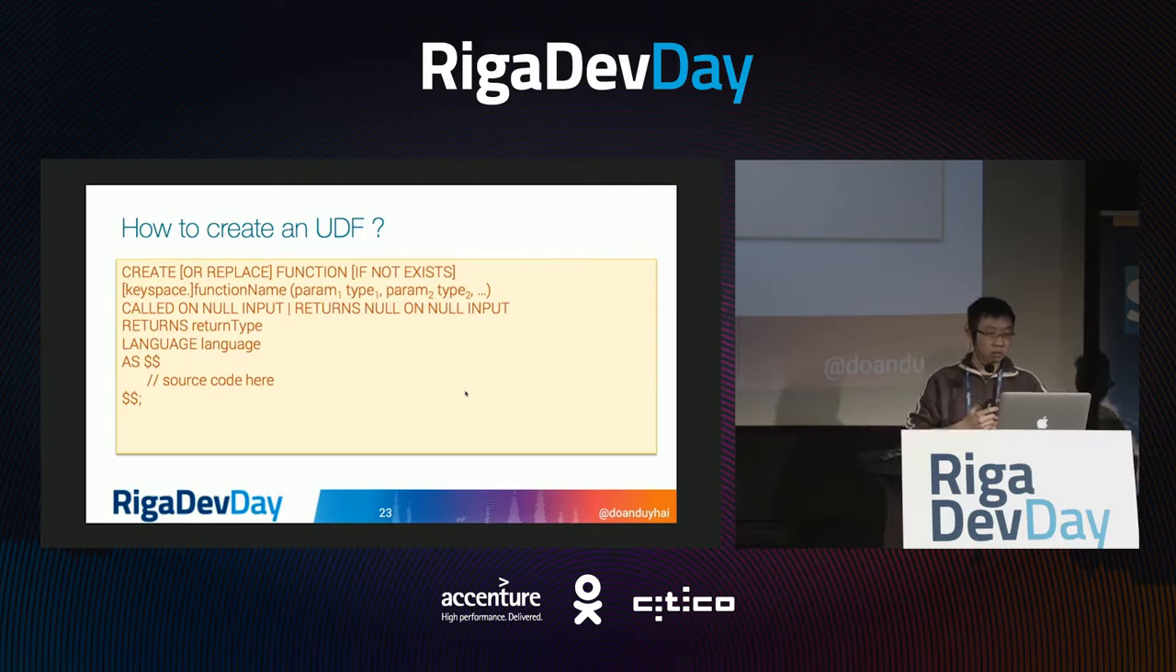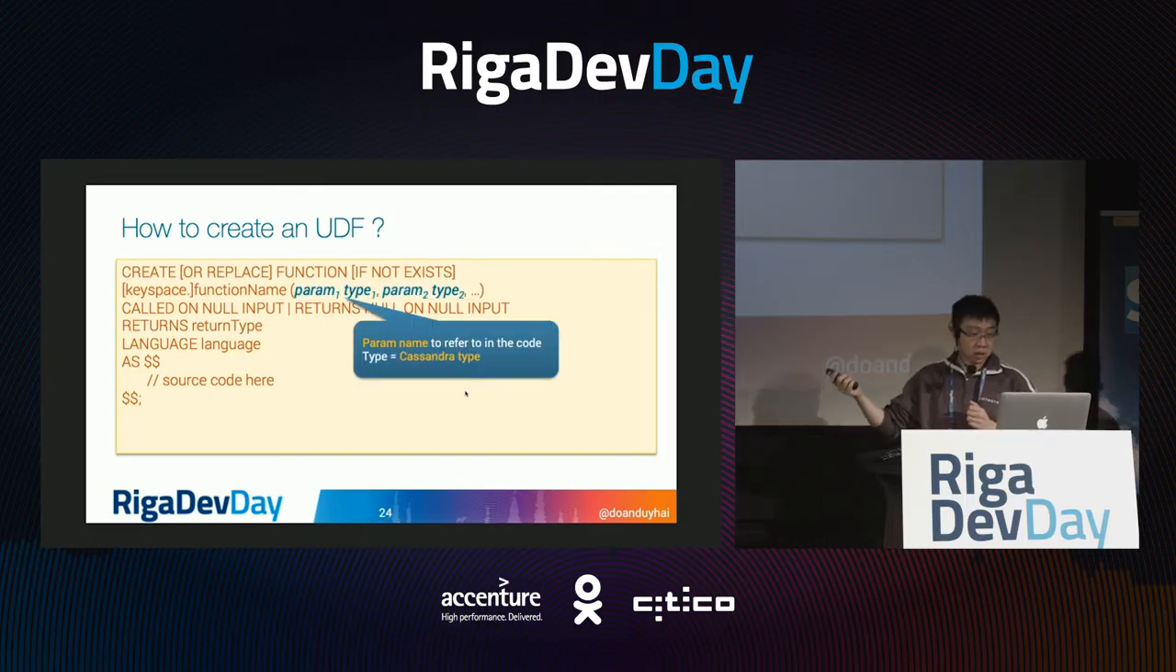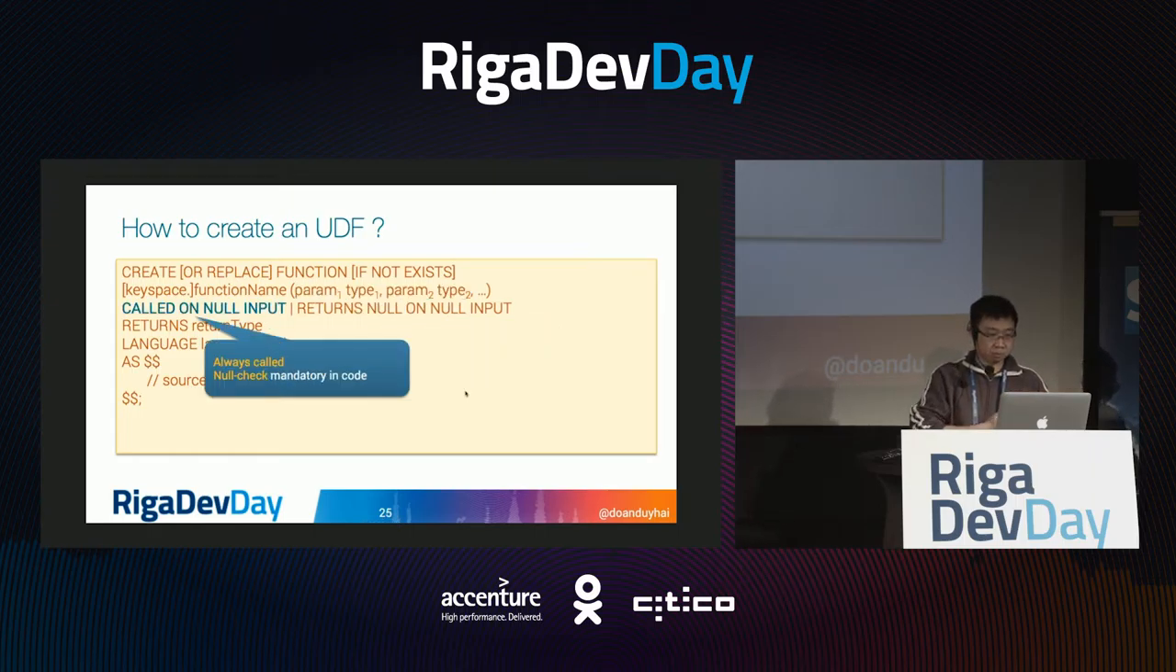So how to create a user-defined function? Well, the syntax is quite simple. Create or replace function if not exists, keyspace, function name. Here you have parameter name and the type, a list of parameters and their types. The type is a Cassandra type, okay? Not Java type. Then you have this clause, called on null input.